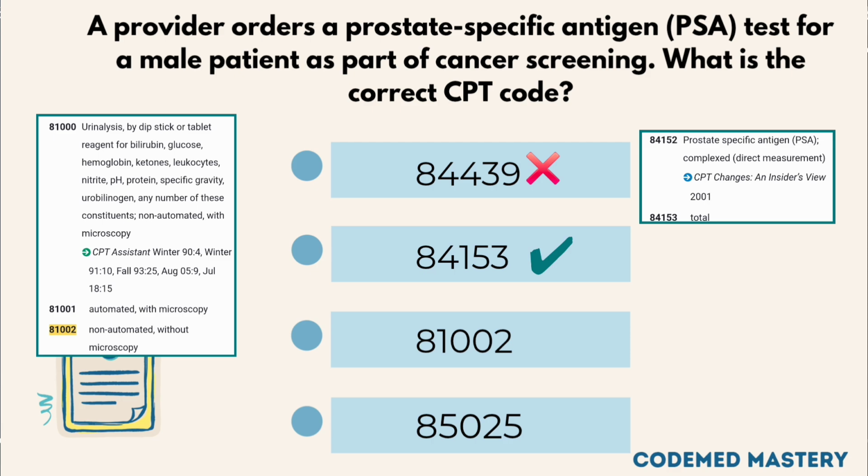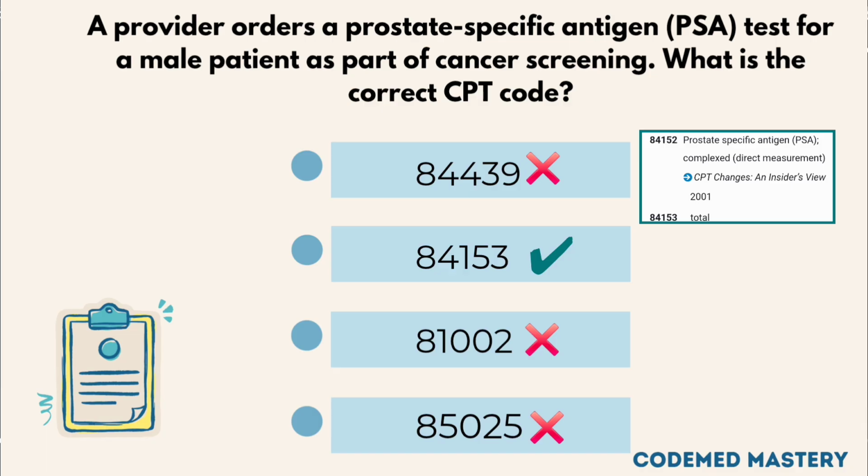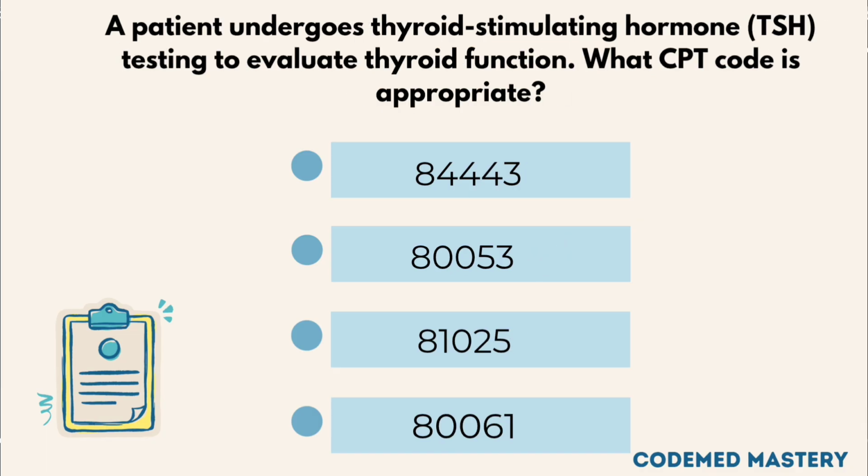That is not matching with the question. And option D 85025 is for blood count, complete, automated and automated differential WBC count. That is also not matching with the question. Let us move on to the next question.